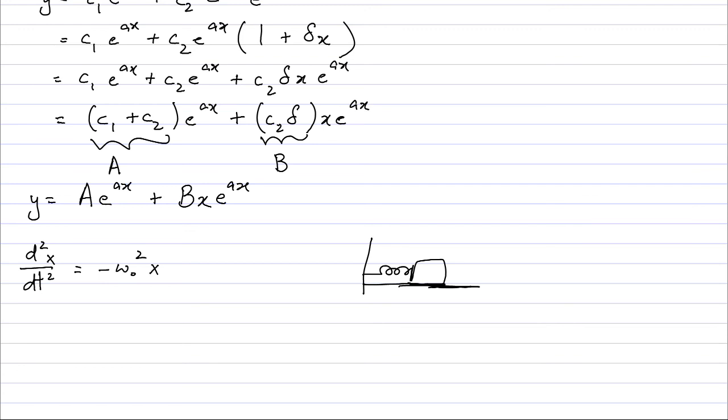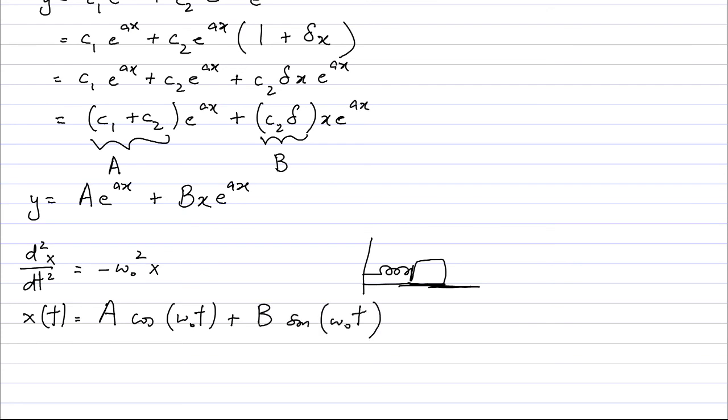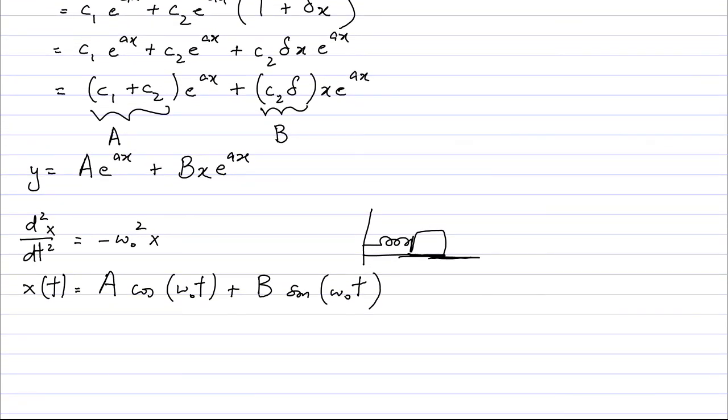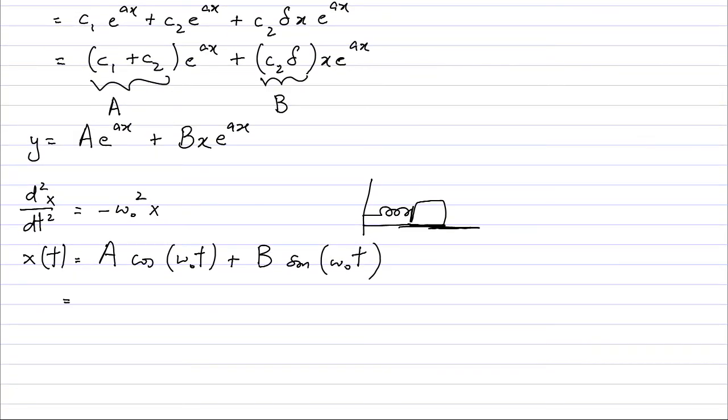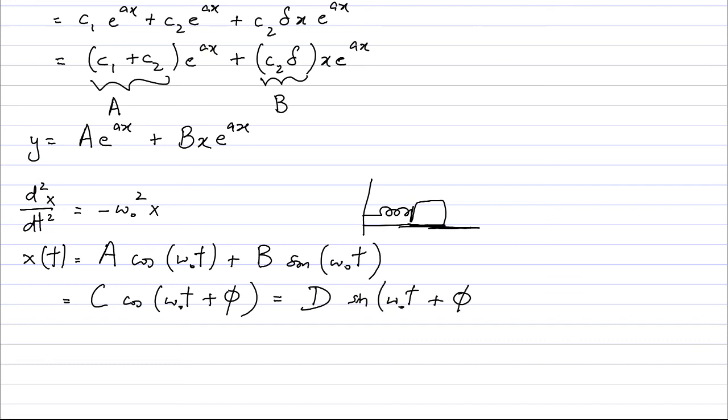Right, so let's just recap what we found there. We found that x of t is a cosine omega naught t plus b sine omega naught t, where a and b are determined by the initial conditions. Alternatively, I can also write this as c cosine of omega naught t plus phi, or also as d times sine of omega naught t plus phi. And you can figure out the relationships between a and b and c and d.